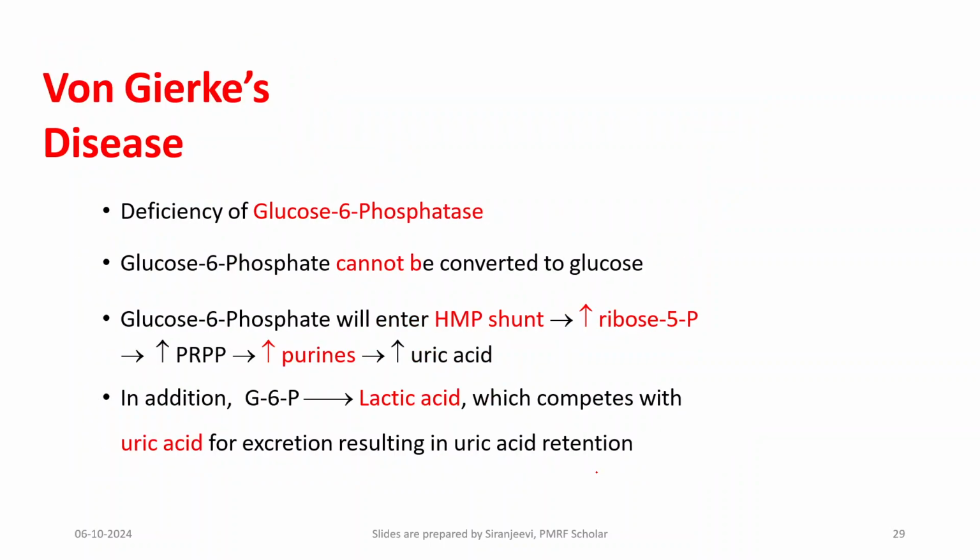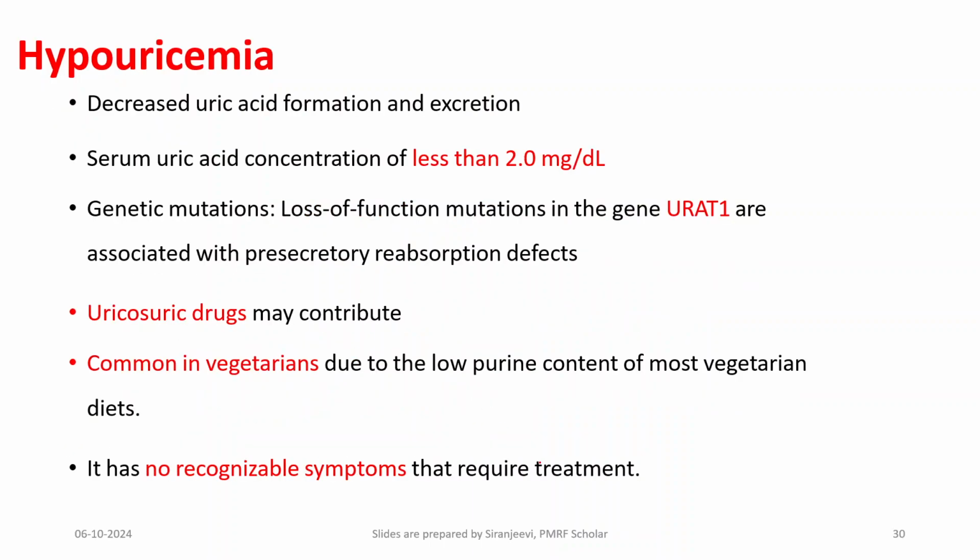And we have seen how von Gierke's disease, or glucose 6 phosphatase deficiency, leads to gout. So whenever the glucose 6 phosphatase deficiency is there, this glucose 6 phosphate will enter the HMP shunt pathway. That leads to high ribose 5 phosphate synthesis, then increased PRPP synthesis, then the purine synthesis will be increased, then finally uric acid synthesis will be increased. And in addition to that, glucose 6 phosphate will be converted to lactic acid, which competes with uric acid for excretion, resulting in uric acid retention in the body.